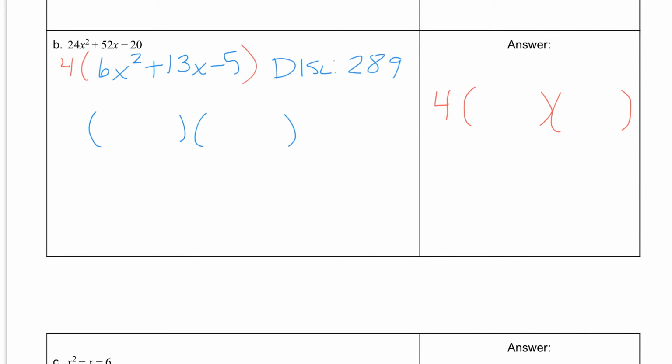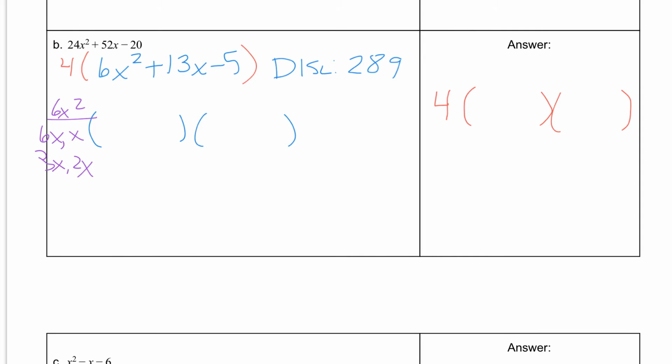Now, the first thing we're looking for, this number times this number has to equal here, which is 6x squared. So my possibilities for 6x squared are 6x and x. That's one pair. I could do 3x and 2x. That's my other option. Remember, we don't need negatives for the first term because we're always going to take out that negative as part of our greatest common factor.